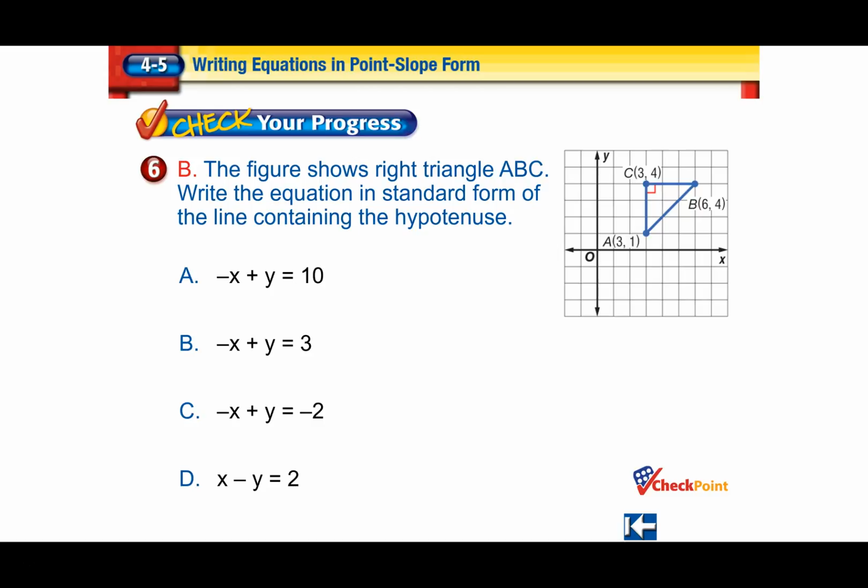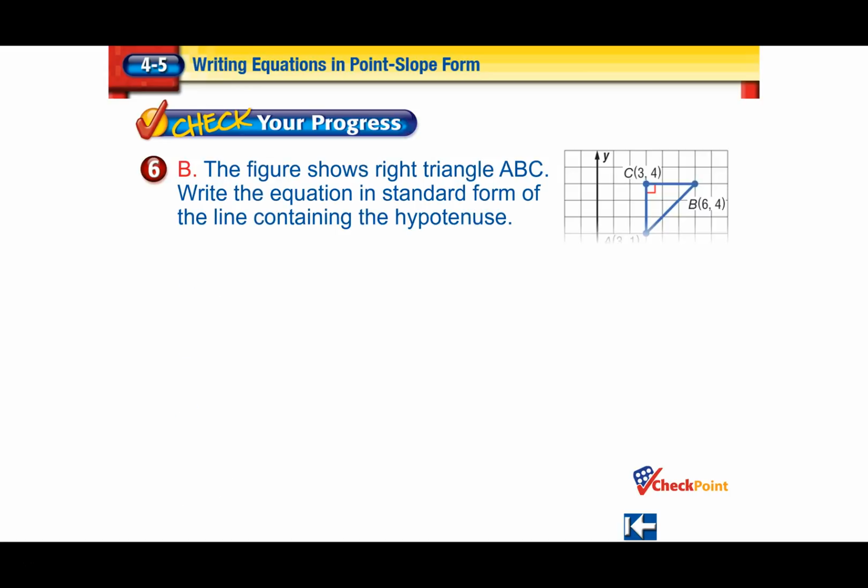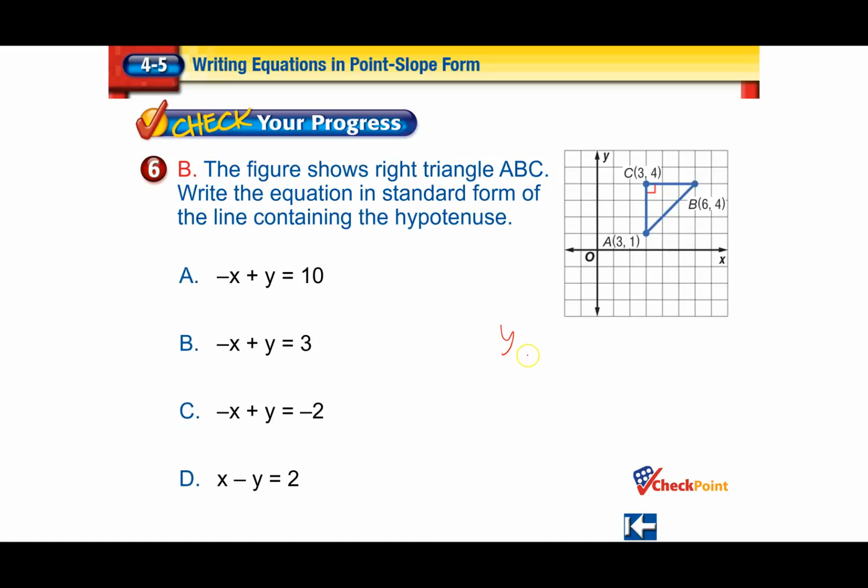Okay, this one, write the equation in standard form of the one that we just made over here. So I'm going to grab this equation. So minus 4 and minus 6. Distribute that out. y minus 4 equals x minus 6. Sorry, I put that extra one there. Plus 4 on both sides. y equals x minus 2.